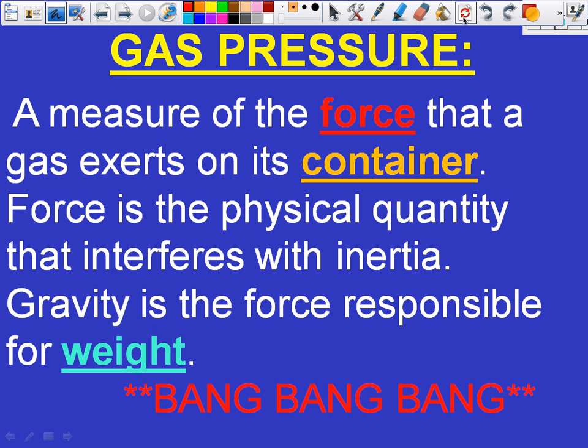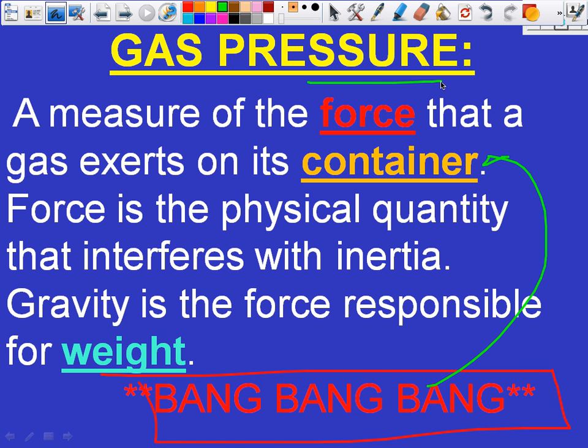Okay, now this part down here, this bang, bang, bang, what I was referring to is basically how do you get gas pressure? It's these gas molecules that hit the container that they're in that will cause the gas pressure.